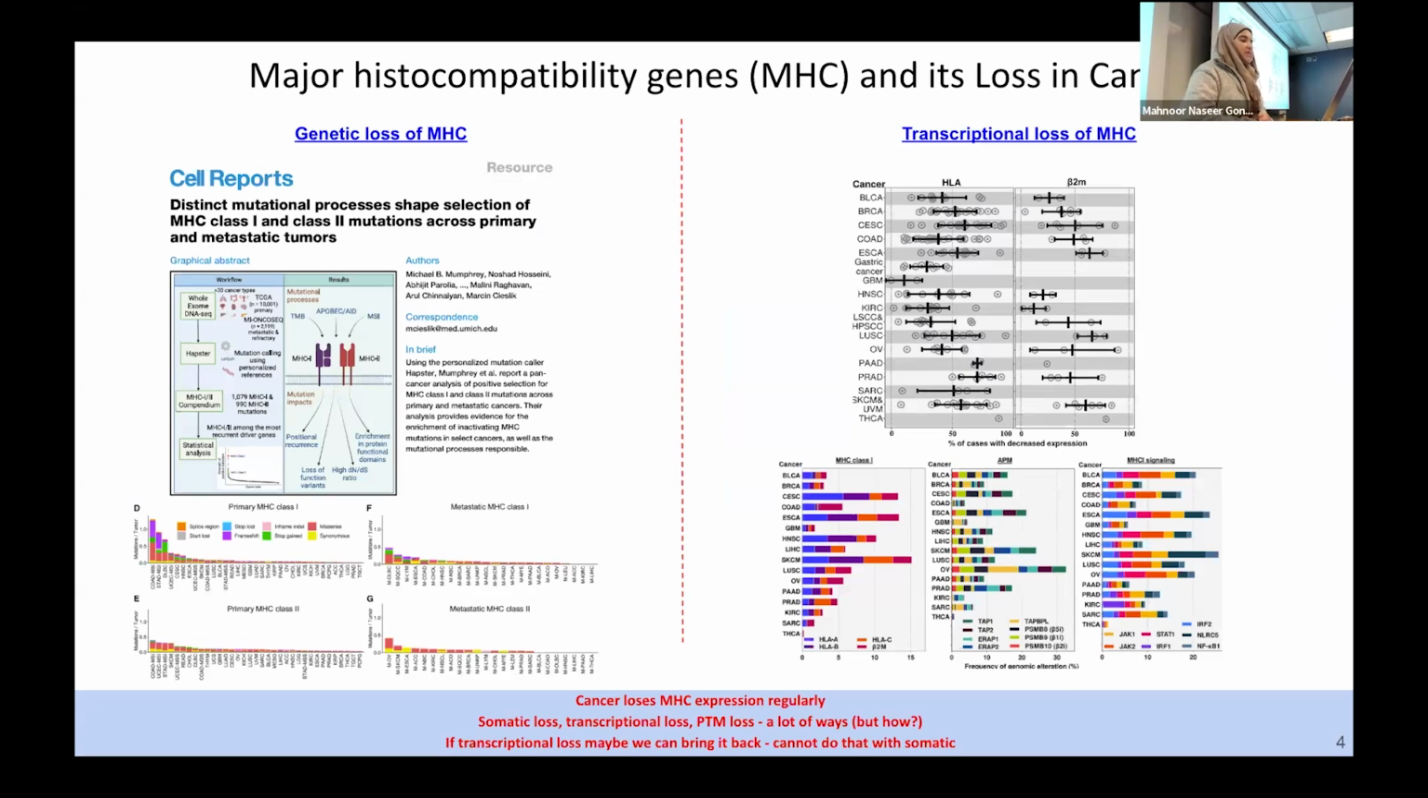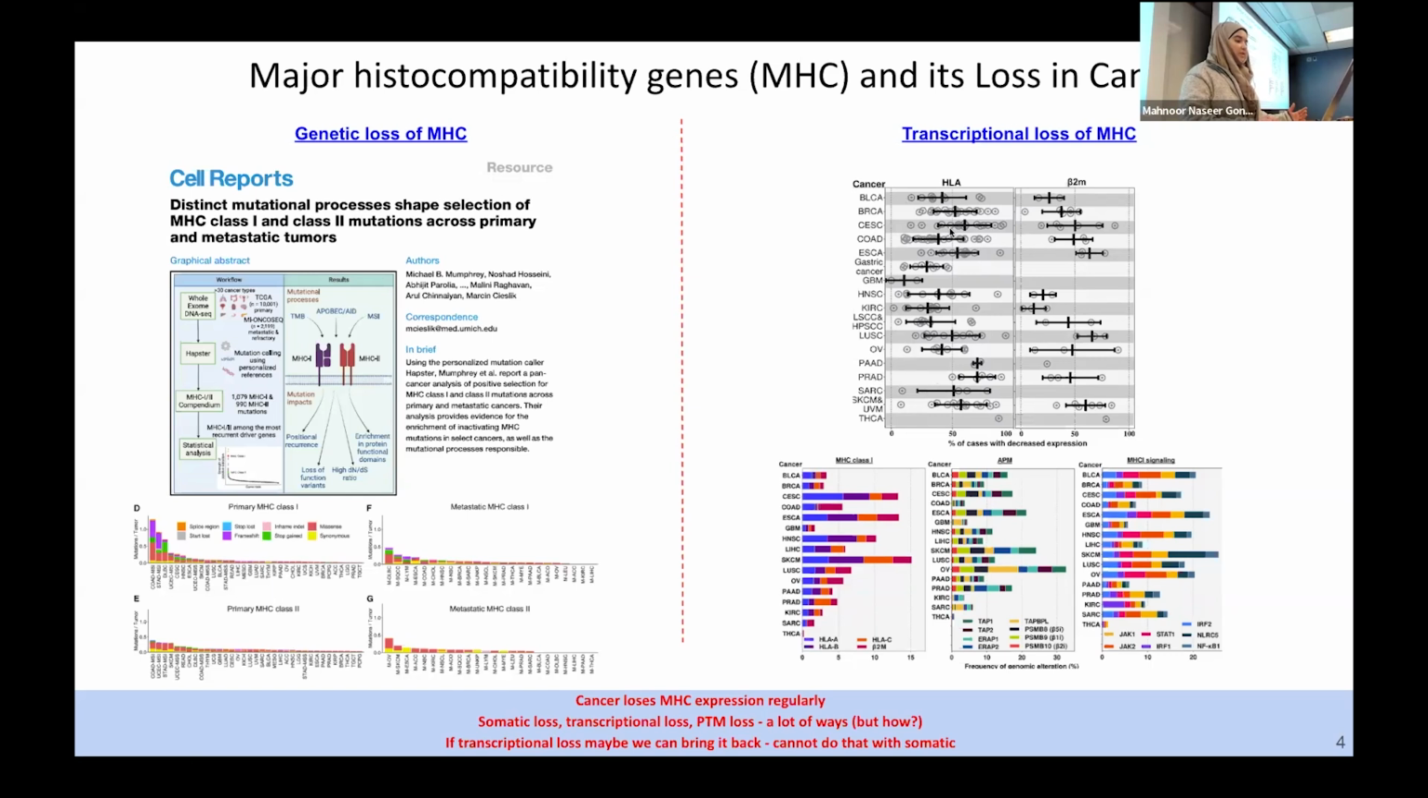So MHC class 1 and class 2 can be mutated at the genomic level and can also have losses at the transcriptomic level. MHC class 1 and class 2 losses were studied by Brody, who was also a graduate from our lab. He studied this in a number of different cancer types. We also have this review paper, which shows MHC proteomic loss across different cancer types.